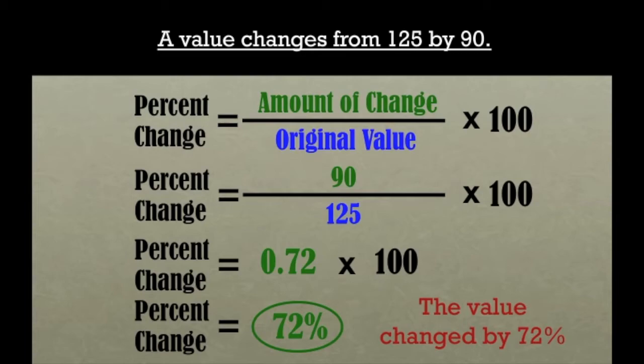Well, was that an increase or was that a decrease? Remember, like our last example, we don't know what the new value is. And because we don't know what the new value is, we can't state whether it's a percent increase or a percent decrease. We can only say that it changed by 72%.